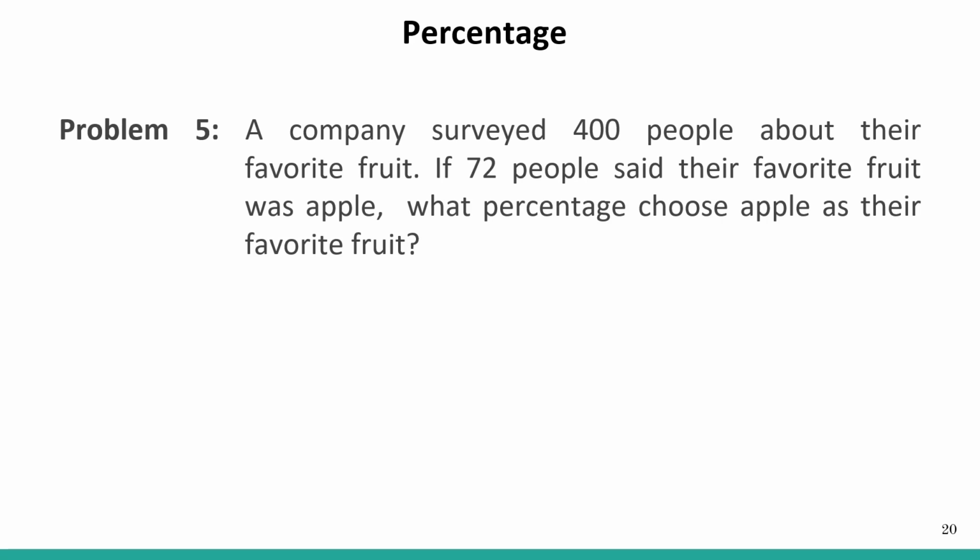So let's see problem number 5. A company surveyed 400 people about their favorite fruit. So 72 people said that their favorite fruit was apple. Okay, so total population is equal to 400 in that company. Population of surveyed people, let's say, is equal to 400.